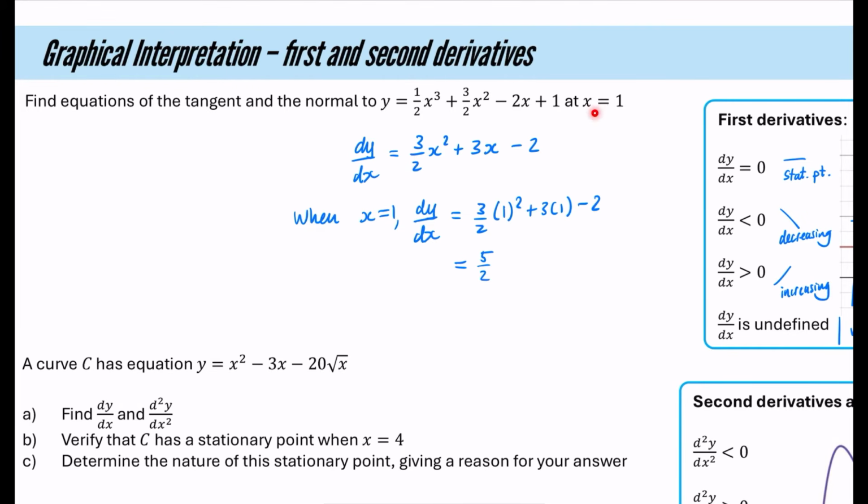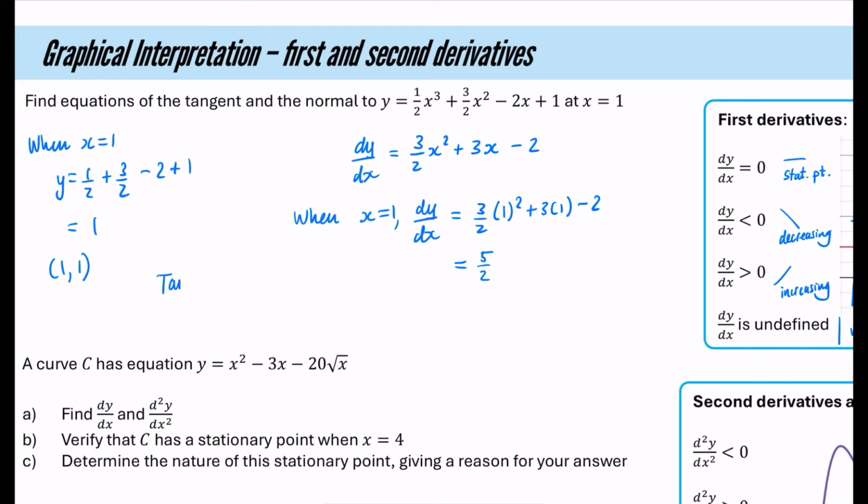So we need to find a coordinate when x is equal to 1. When x is equal to 1, let's find out what y is. Using this statement here, it would be a half times 1 cubed plus 3 over 2 times 1 squared minus 2 times 1 plus 1. So that is a half plus 3 over 2 minus 2 plus 1. It's also 1. So the coordinate is 1, 1.